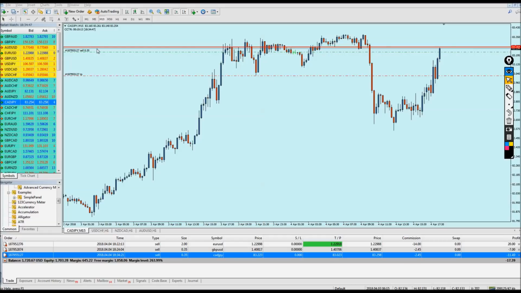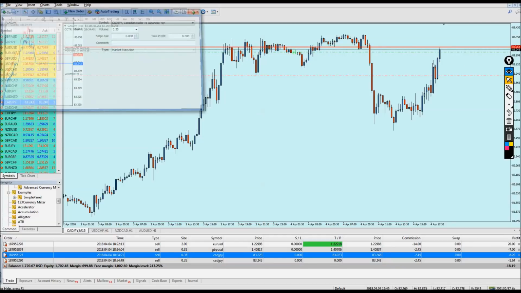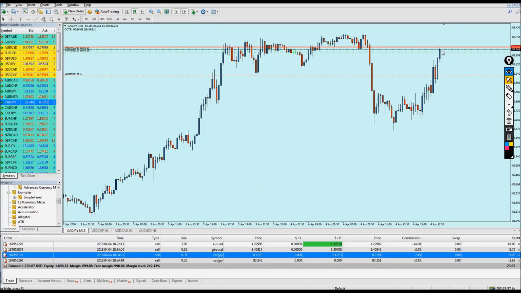What I'm going to do now is place another order. I just want to have my entry as high as possible. This is extreme trading. This is what we have in this channel. So let's wait and see.